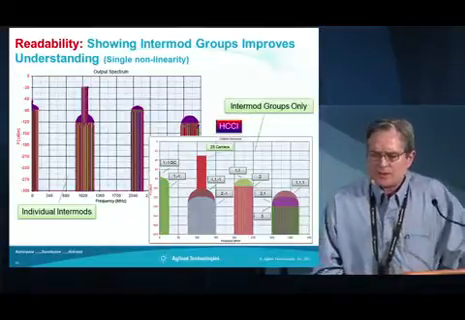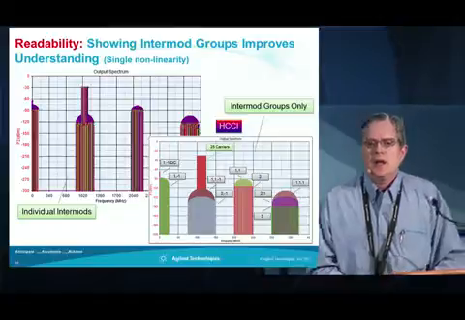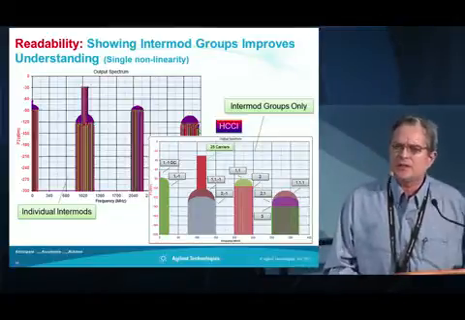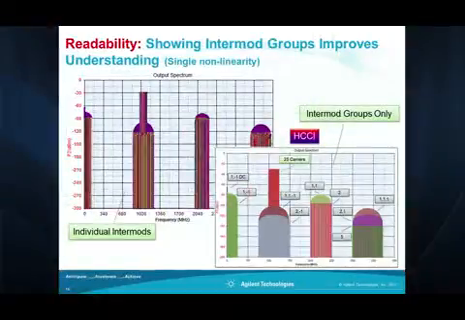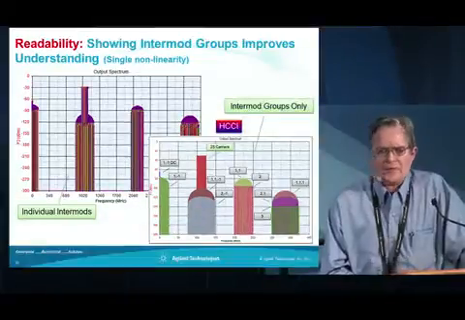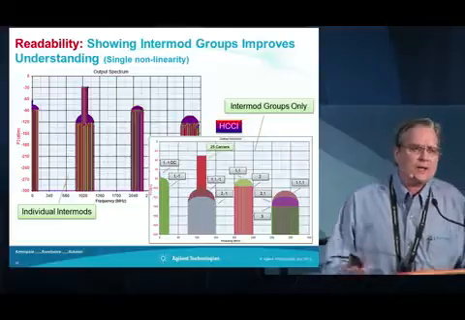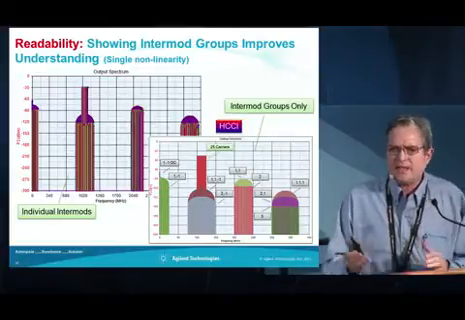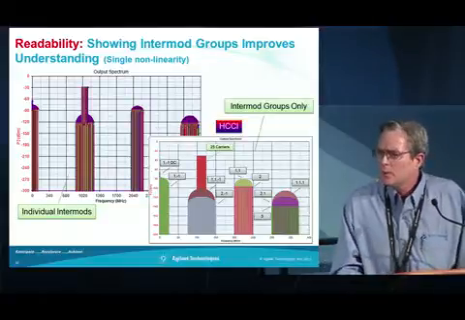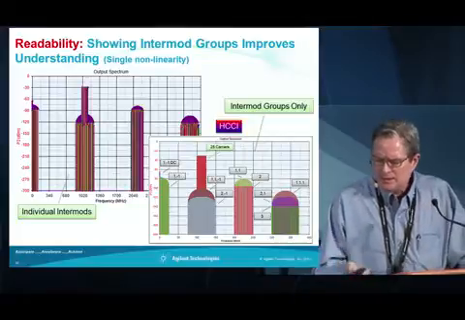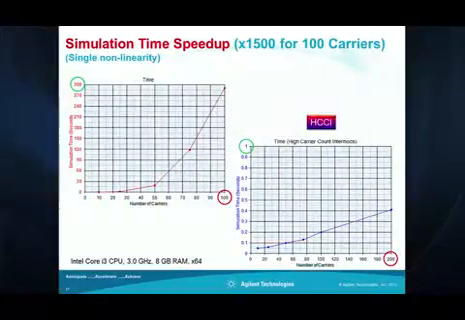Here are some of the comparisons. On the upper left, you will see just individual intermods, and this is what it would look like if we tried to keep track of all the individual intermods, add them up and manage them. We see the information at the left. But if you look at the lower right, all we're managing is envelopes. So it's very easy to understand exactly what's going on in the system with high carrier count intermods, and readability is a lot better.